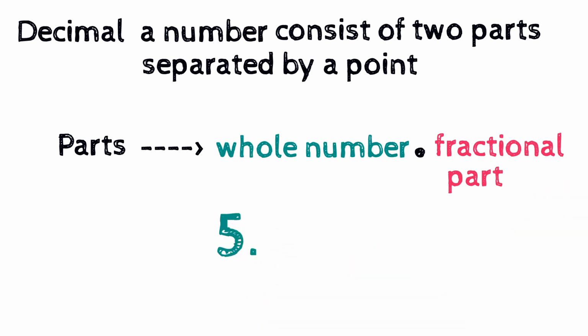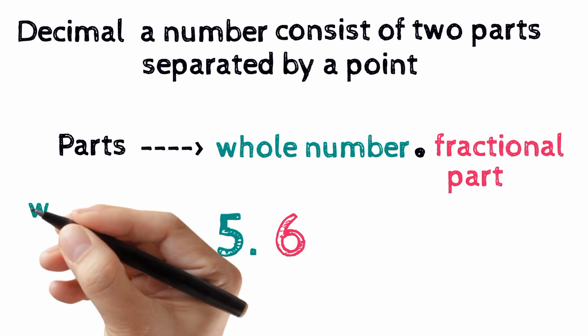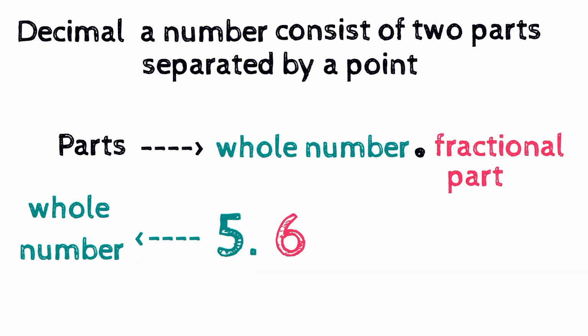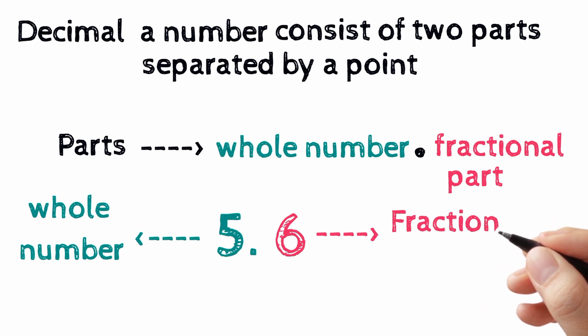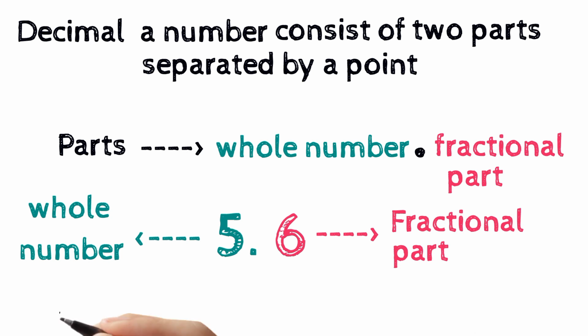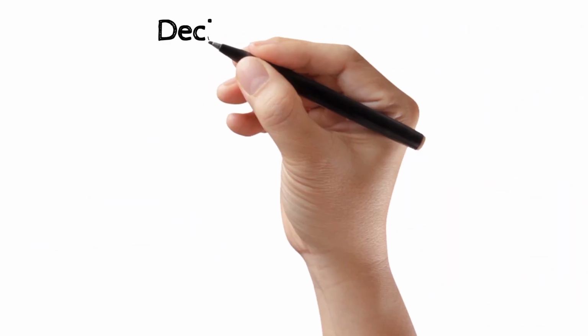Now, for instance, you have 5.6. So here in this case, 5 is the whole number because it is before the decimal. And then this 6 is the fractional part of our decimal number. Now, examples of decimal numbers are 13.35, and then 0.123, and the last you read as 2.08.